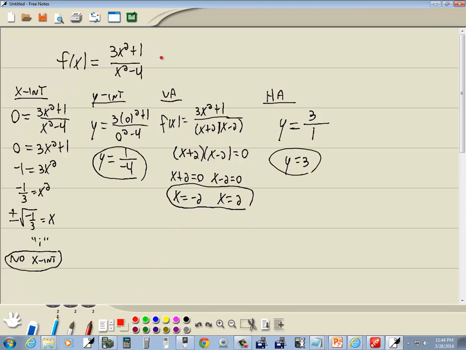Now we want to find the increasing, decreasing, min and max, and we have to use the derivative. So the top part will be p, the bottom part will be q, and we'll use the quotient rule. p prime, the derivative of 3x squared plus 1, is 6x, and q prime, the derivative of x squared minus 4, is 2x. So this is increasing, decreasing, mins, and maxes.